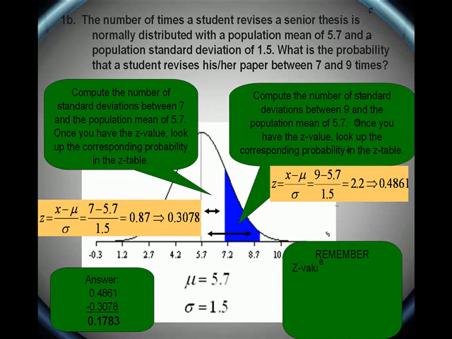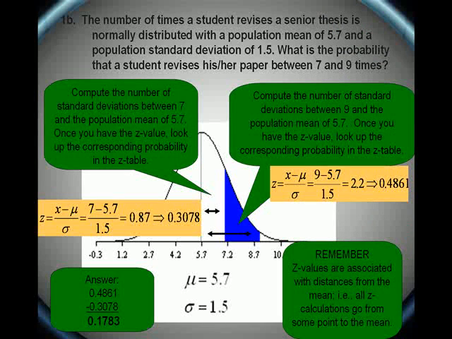Just a reminder here, z-values are associated with the distance from the mean. So all calculations go from some point to the mean. So in this particular problem, we can't go from 7 to 9, but we can find from the mean, 5.7 to 7, and from the mean to 9, or 9 minus 5.7.